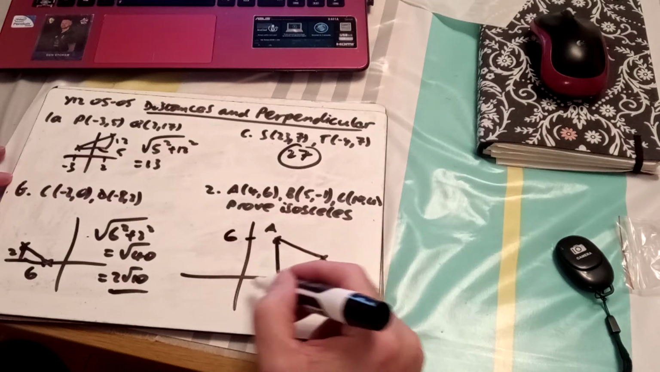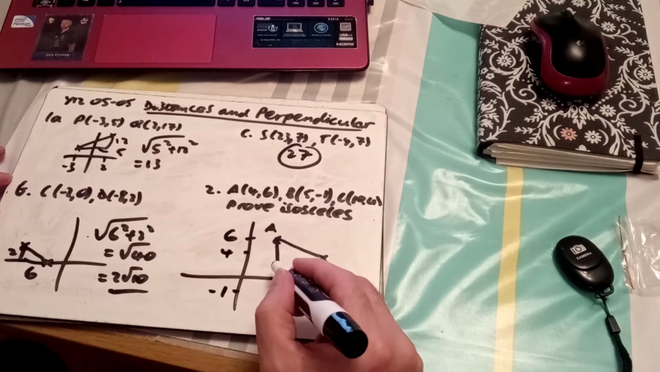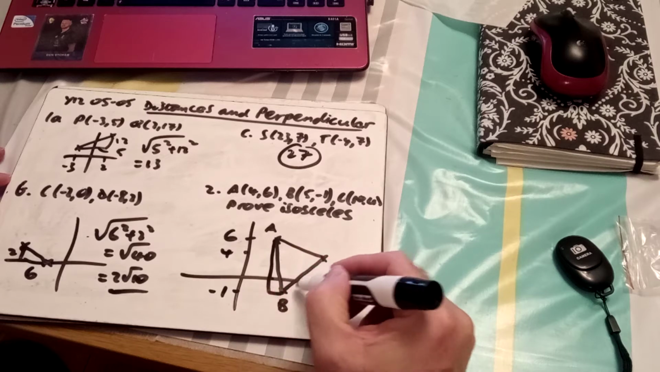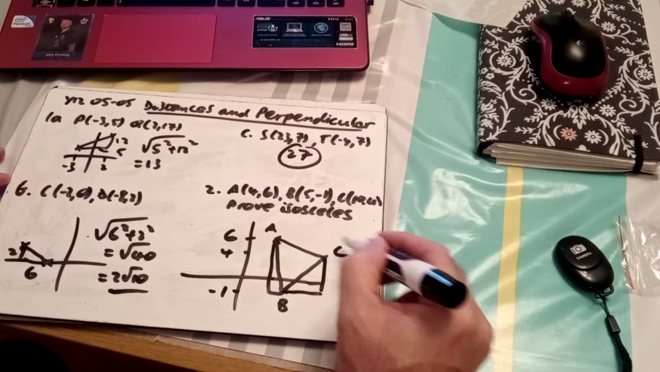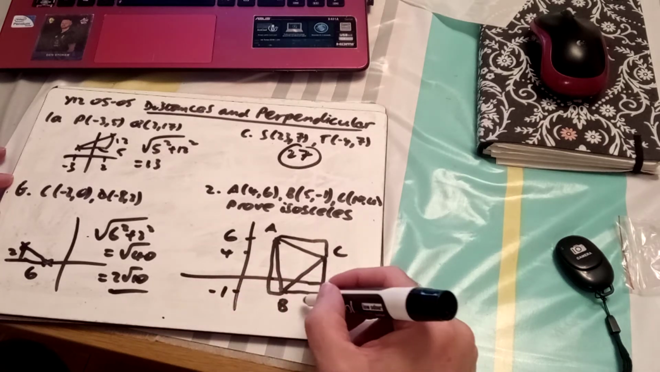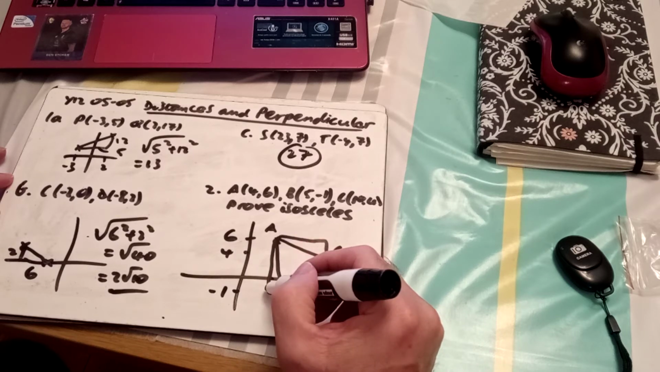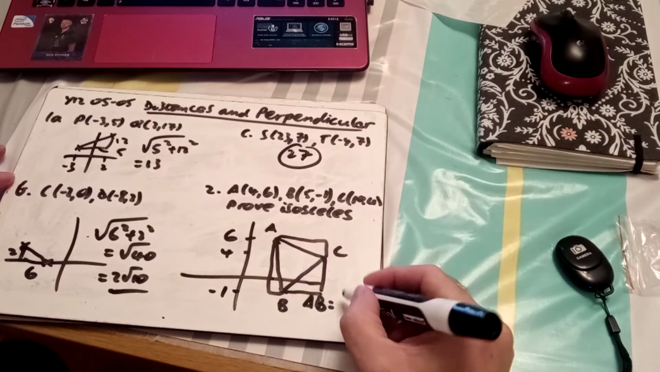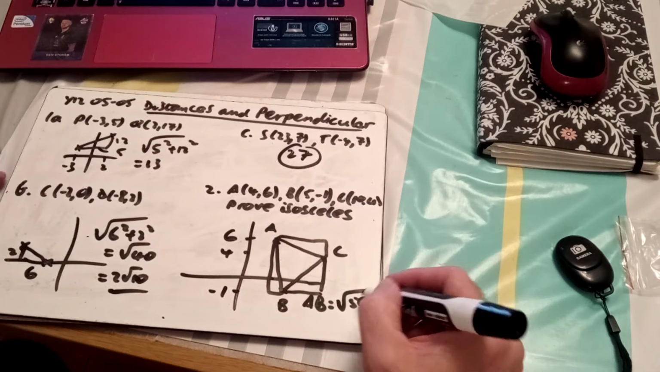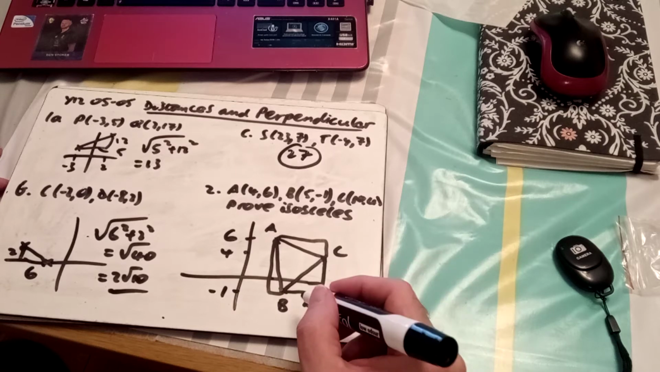I've got 6, -1, and 4, and I've got 4, 5 and 10. So let's have a look at these things here. So AB will equal from 6 to -1, 7 and 1. Root 7 squared plus 1 squared, root 50, or root 25 times root 2, 5 root 2.